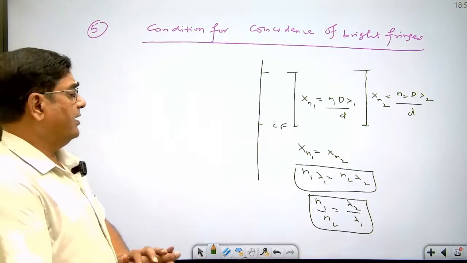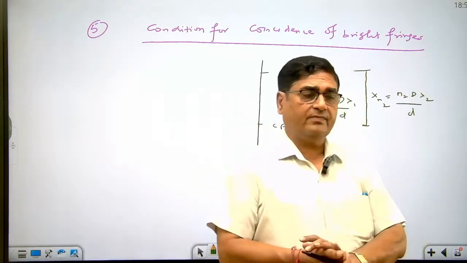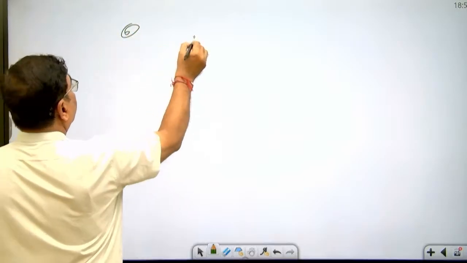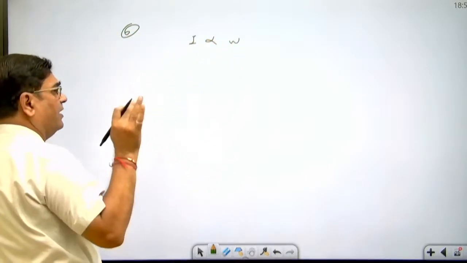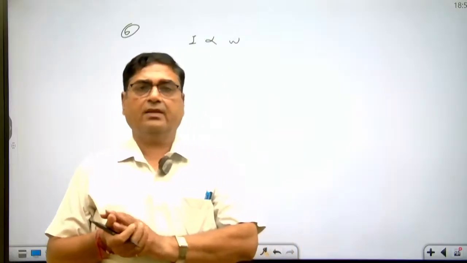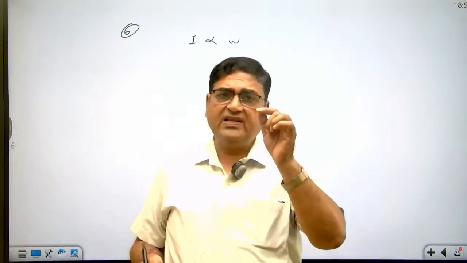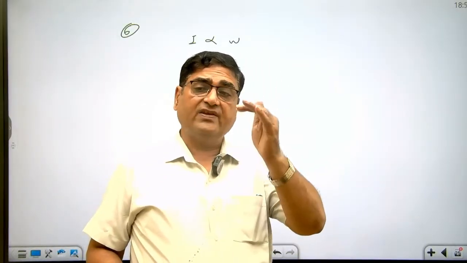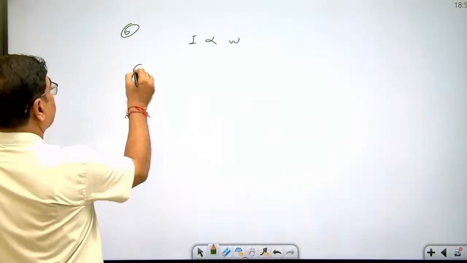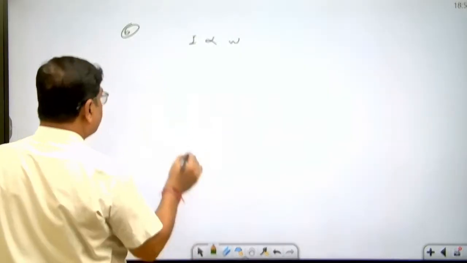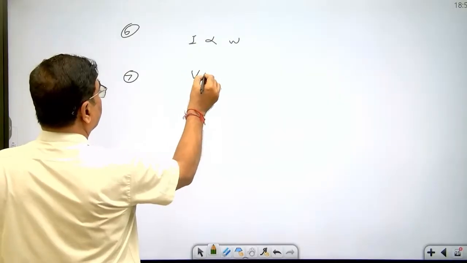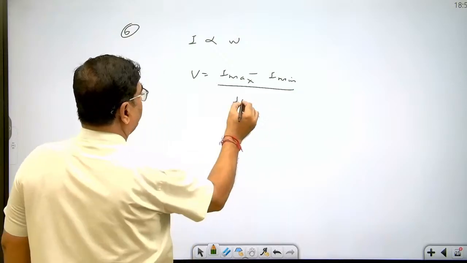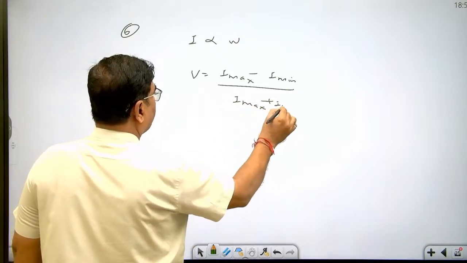Hope you understood. In the YDSE experiment, what happens when the width of one slit is decreased? Remember, dear student, intensity is directly proportional to slit width. If the width of any one slit is decreased, then the bright fringe will become less bright and the dark fringe will become less dark. Means the quality of the interference pattern will decrease, okay? And what is fringe visibility? This is given by I maximum minus I minimum divided by I maximum plus I minimum.